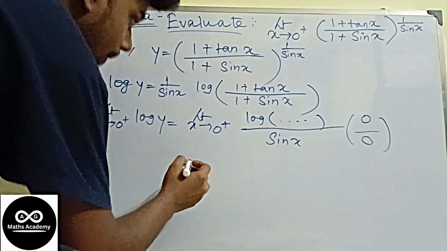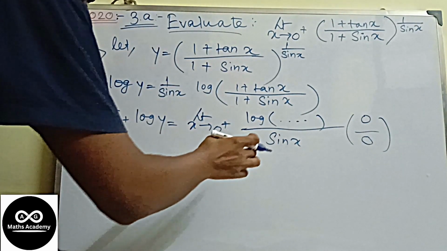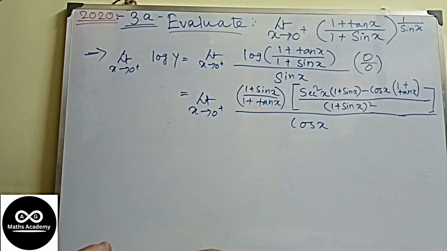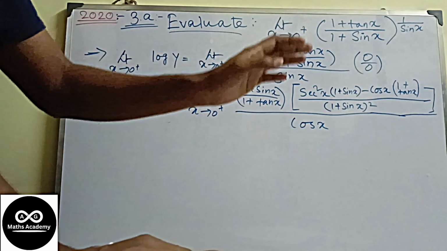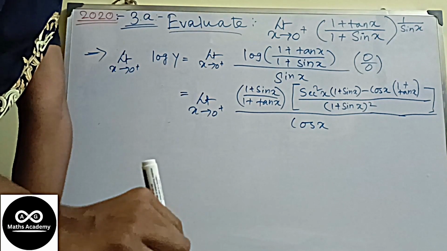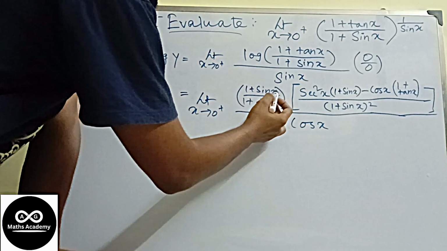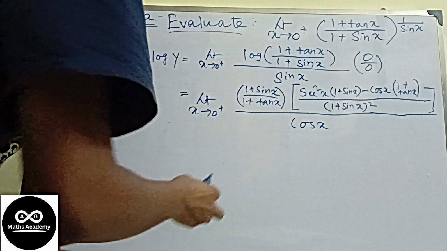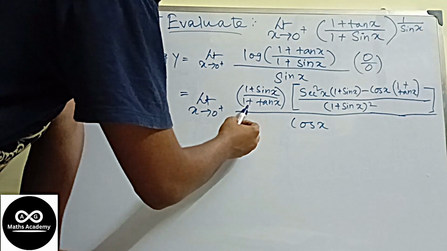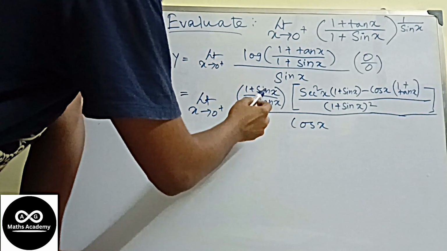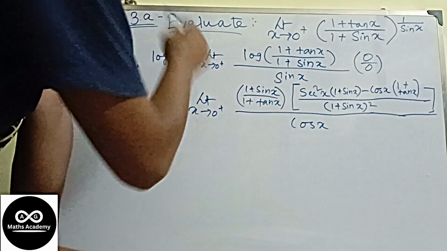What we're going to do here is differentiate this part and this part. Limit x tends to 0. So now we get this. Now we're going to put 0 and calculate the limit. Let's see what we get. It's 1 plus sin x by 1 by tan x. Sin x will be 0, tan x will be 0, so it will be 1.